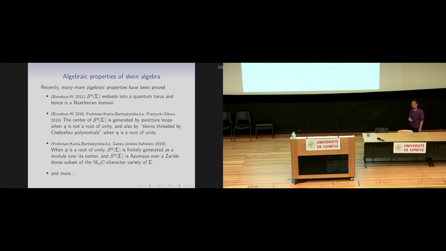But the algebraic properties isn't what I'm interested in. What I'm interested in is this relation to this thing down here called the SL2C character variety. So somehow the skein algebra is related to an SL2C character variety, which is also related to hyperbolic geometry. So that's the thing that I want to focus on next. So let's look at the hyperbolic geometry of the surface.